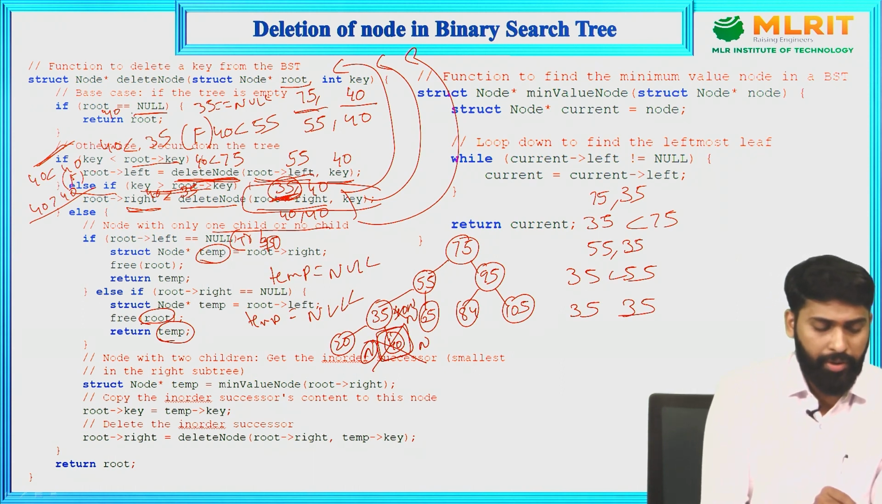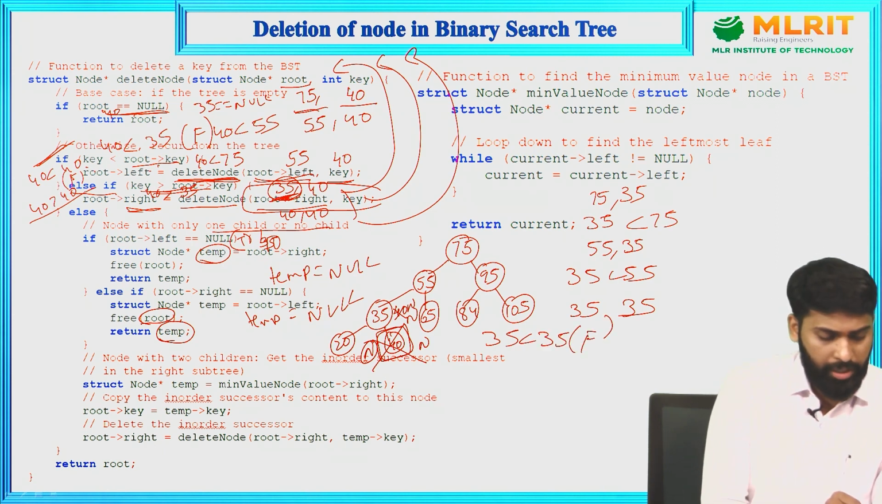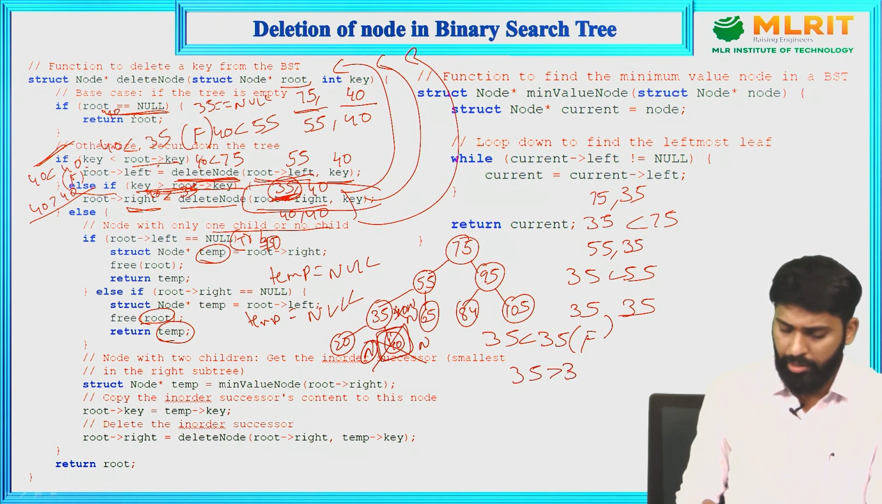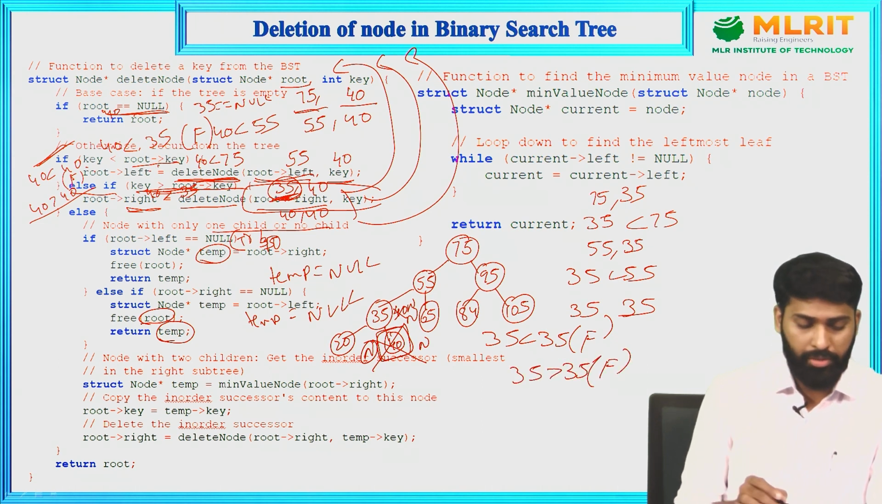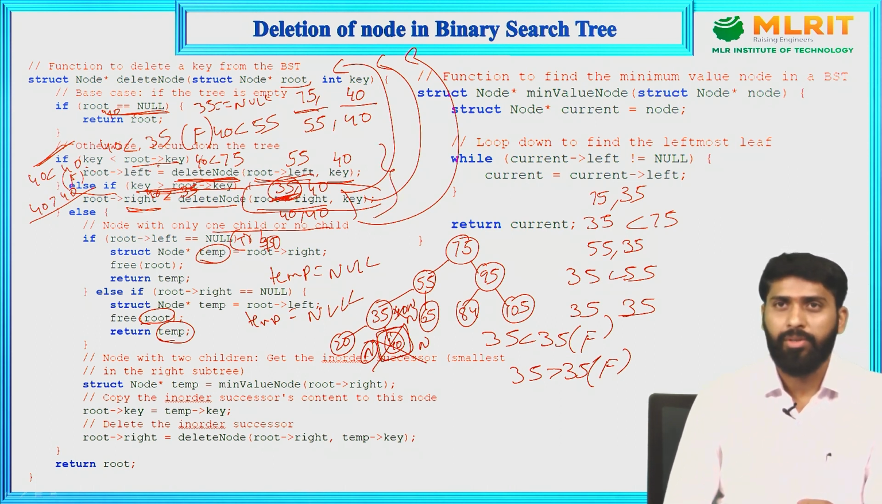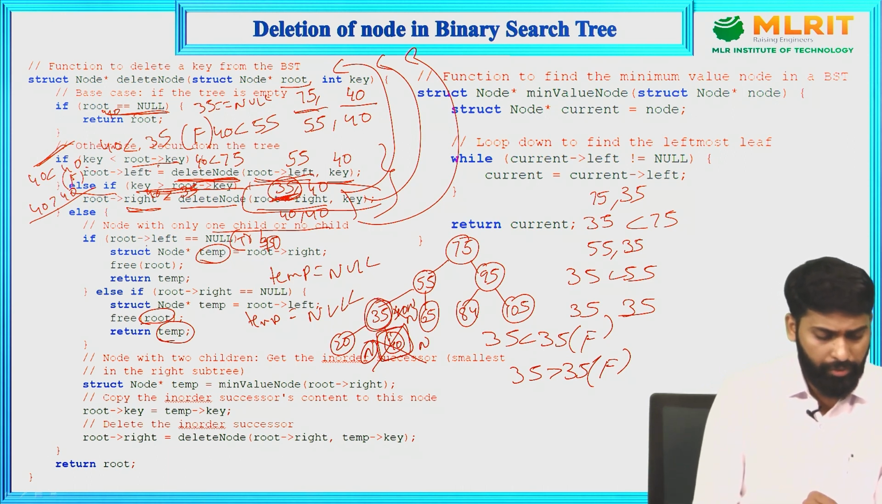Now 35 equals to null? False. So key less than root arrow key? False. Why? 35 less than 35? False. Then we check key greater than root arrow key? 35 greater than 35? False. Now these two conditions are false, that means the element is found. So 35 is found. Now we move to here.